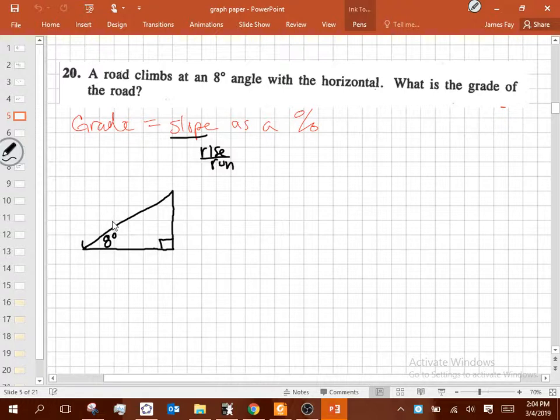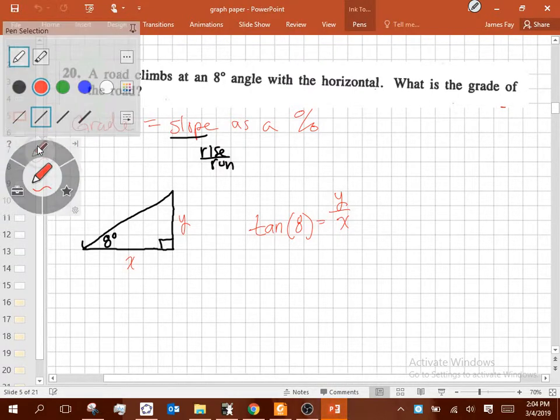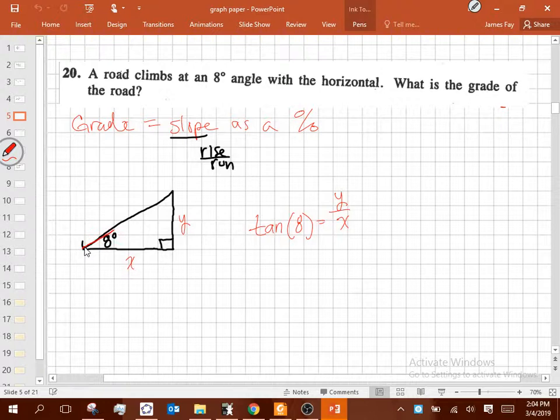Okay. Now, if this is opposite, I'm going to call this y, and I'm going to call this x. Would you guys agree that tangent of 8 is equal to y over x? Opposite over adjacent, right? Here's the thing. I don't have any numerical values for x or y. But whatever they are, let's look at y and x for the black triangle, and y and x for the red triangle.